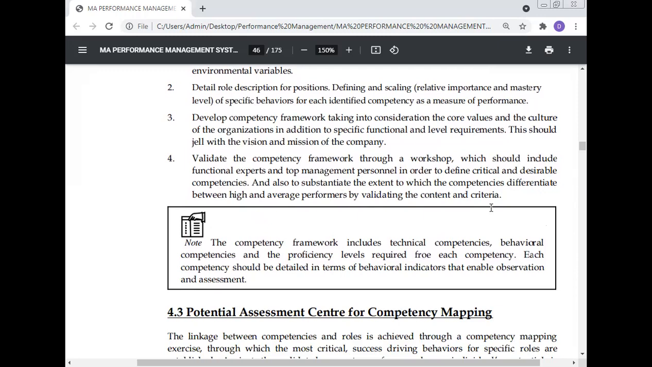The competency framework includes technical competency, behavior competency, and the proficiency levels required for each competency. Each competency should be detailed in terms of the behavior indicators that enable observation and assessment.